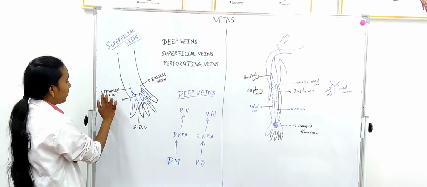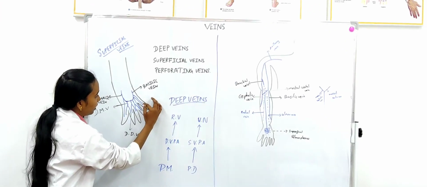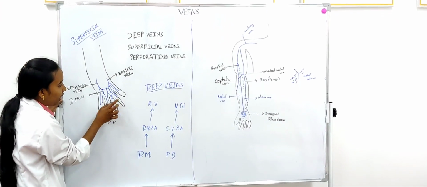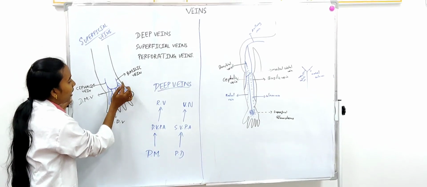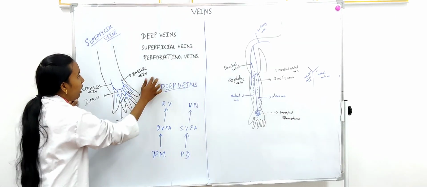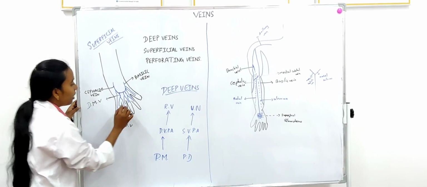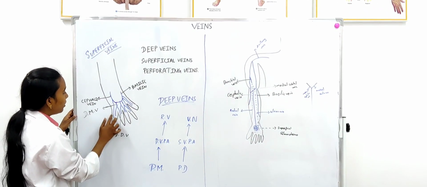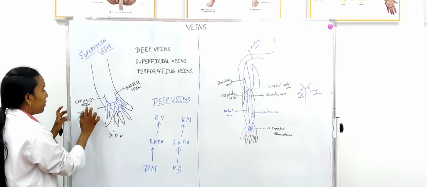Then how are the cephalic and the basilic veins formed? The two dorsal digital veins from the thumb and one dorsal digital vein on the medial side of the index finger, and then the medial side of the dorsal venous arch, all these join to form the basilic vein, which is on the medial side. On the lateral side, the lateral side of the dorsal venous arch and the one dorsal digital vein on the lateral side join to form the cephalic vein.